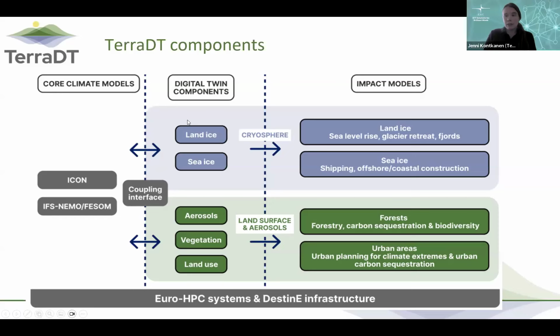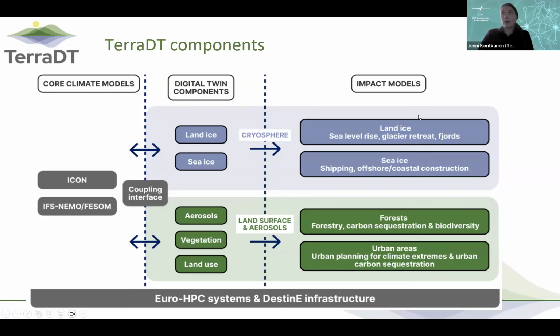Then in the middle, you can see the digital twin components. I already mentioned the topics on which we develop them, but they are related to themes of cryosphere, land surface, and aerosols. Then we have these impact models, or we develop also these impact models, and they take in the outputs of the core climate models and digital twin components to provide this kind of user-relevant information.